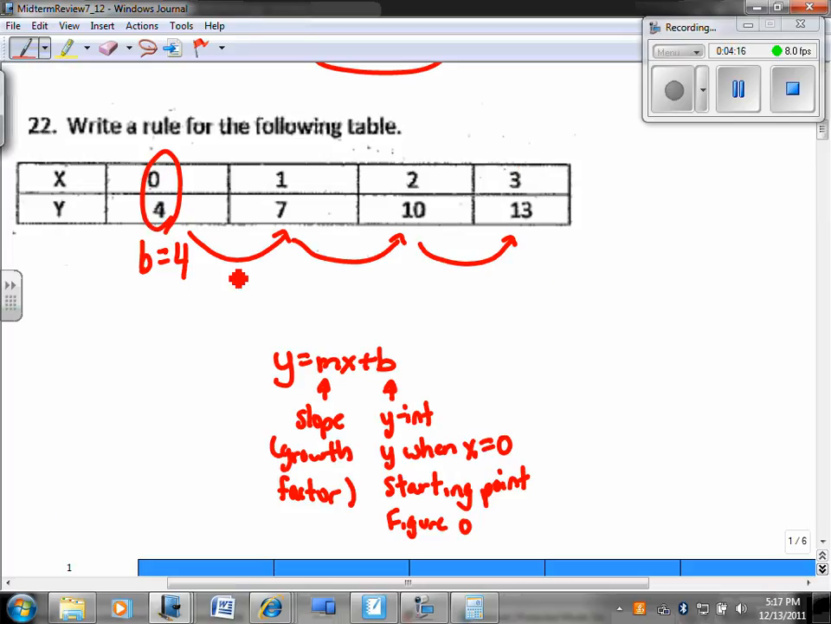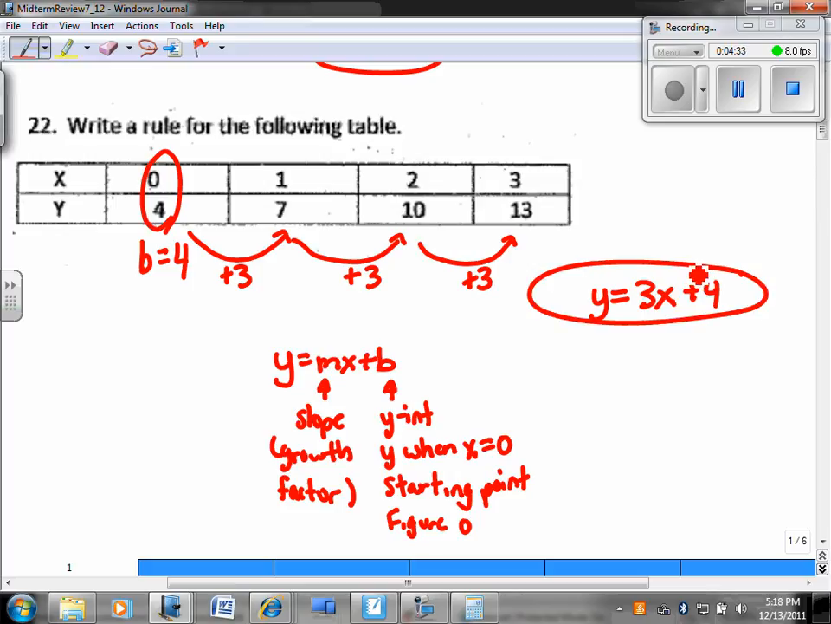So we just need to see what it's growing by down here. To get from 4 to 7, we add 3. To get from 7 to 10, do we add 3 again? Absolutely. We add 3. So that's constant, so we're good. We're linear here. So we're just going to plug this in. Y equals 3x plus 4. That's our equation. Y equals 3x plus 4.